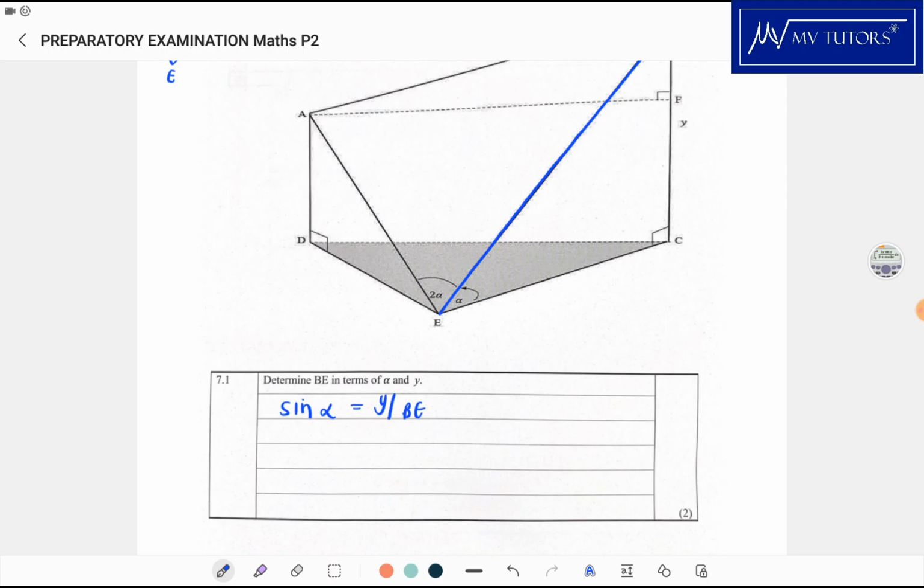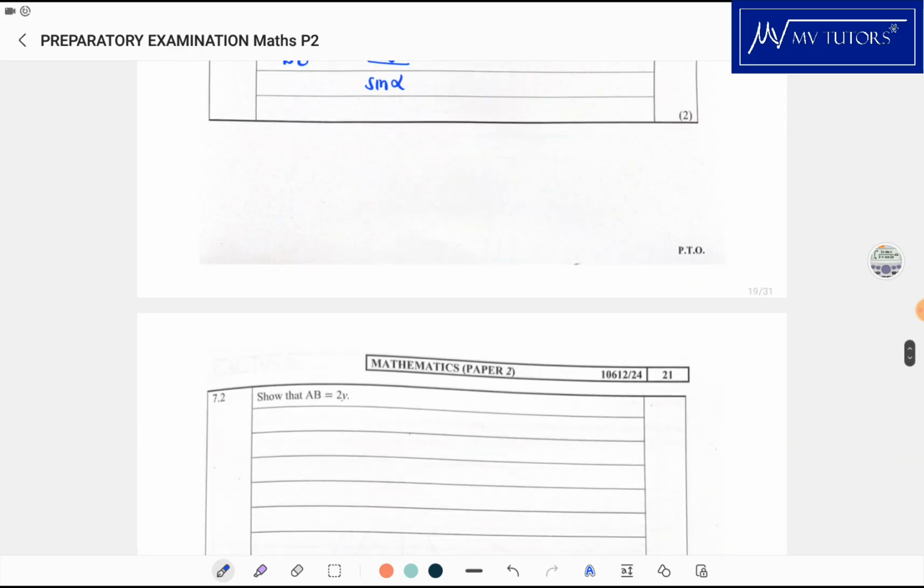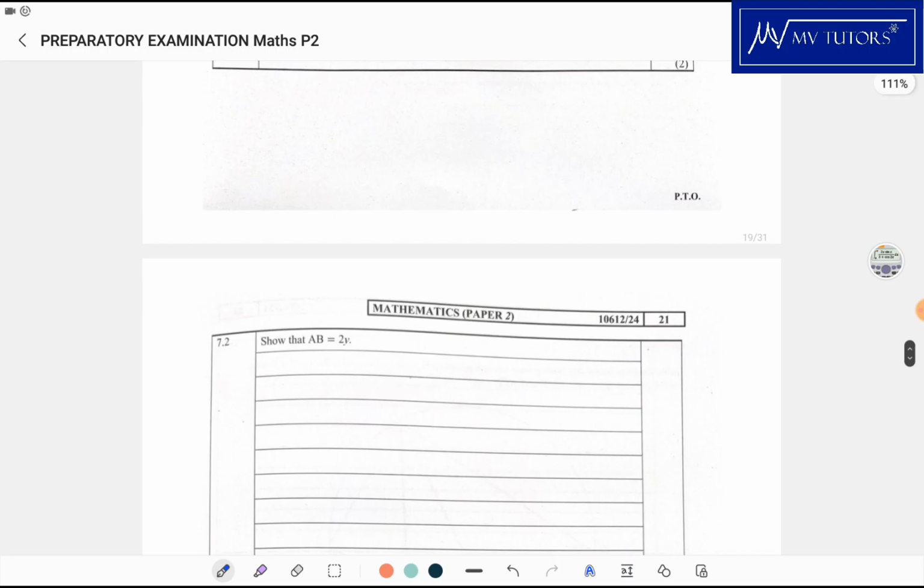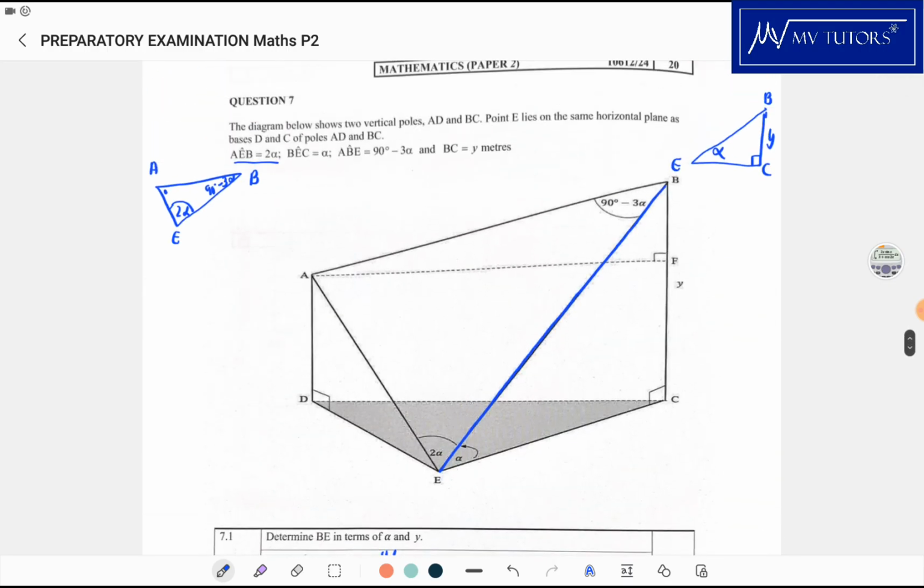All right, and in terms of BE, if I bring BE onto the left-hand side and divide by sine, I'm going to get y over sine alpha. And that's it, 2 marks. Now it says show that AB is 2y. So this is AB over here. Okay, so I think somewhere, somehow, we might use either the cos rule or the sine rule. Let's just see what we have.